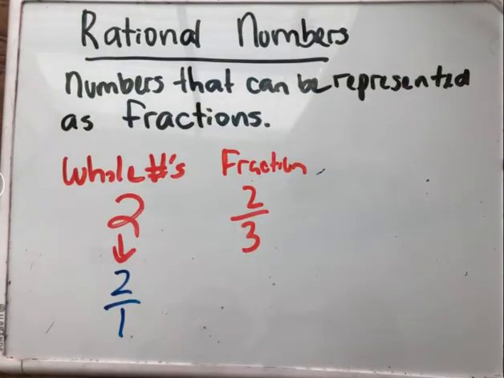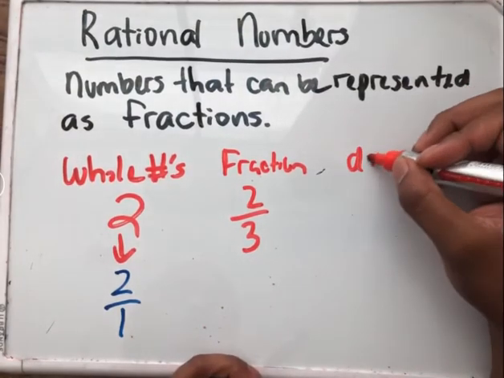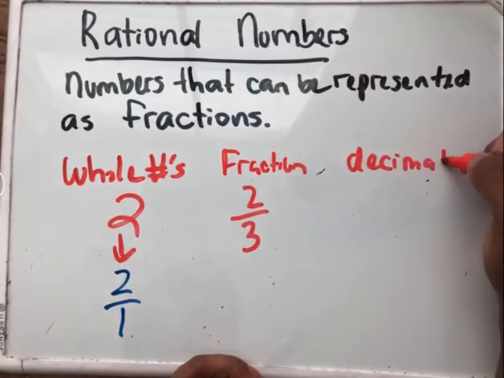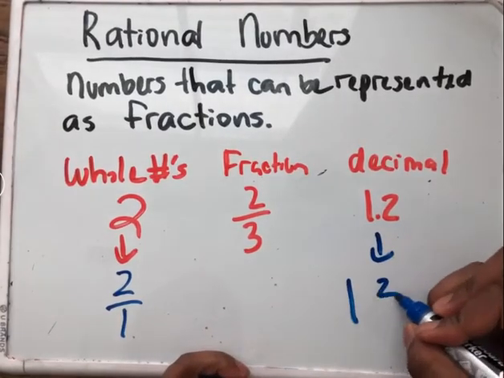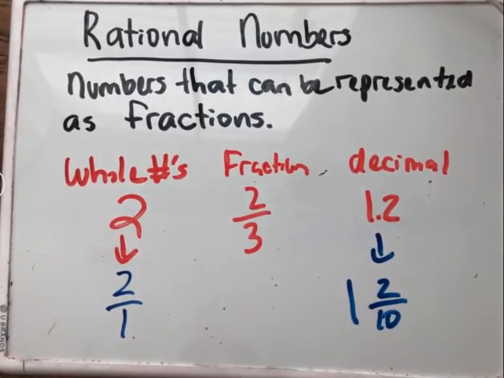And then last but not least is a decimal, which we're going to get used to working with in 6th grade, which looks like this, which I could also turn into a fraction, 1 2/10, which you'll learn in today's lesson. So each of these types of numbers are rational numbers. And as we move through this unit, you will get to learn more types of rational numbers in our lessons.